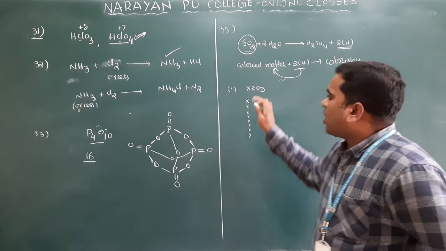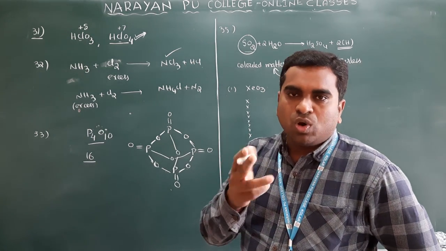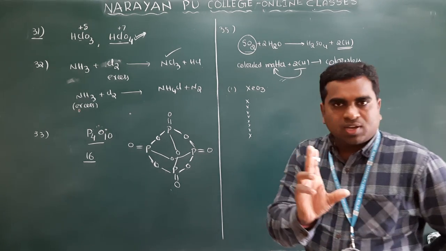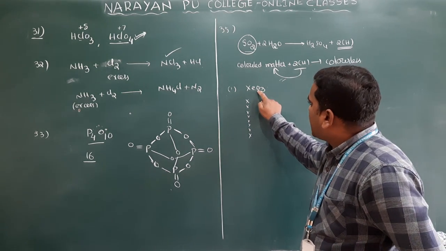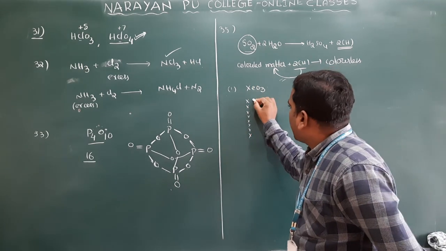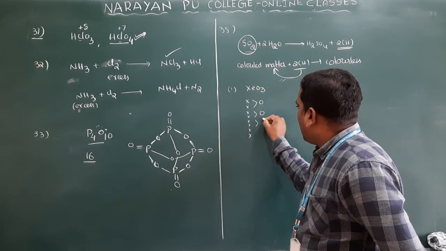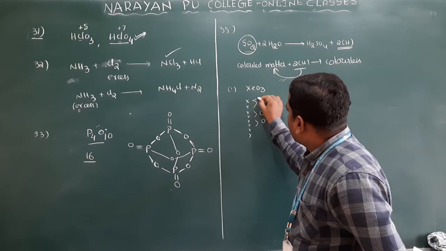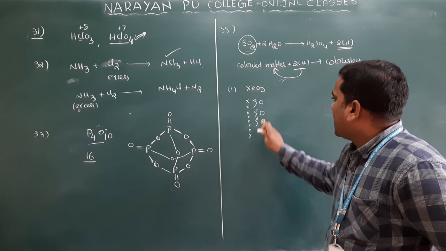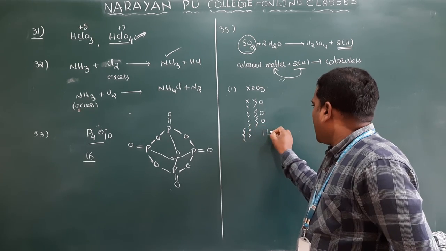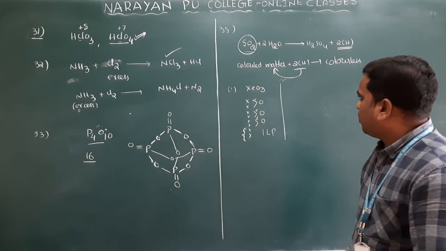Oxygen, what is the oxygen valency? 2. Oxygen forms 2 bonds, either a double bond or 2 single bonds. So xenon has to give 2 electrons to form a bond. So these are sigma bonds, 3 bond pairs, and this is 1 lone pair. This is for XeO3.